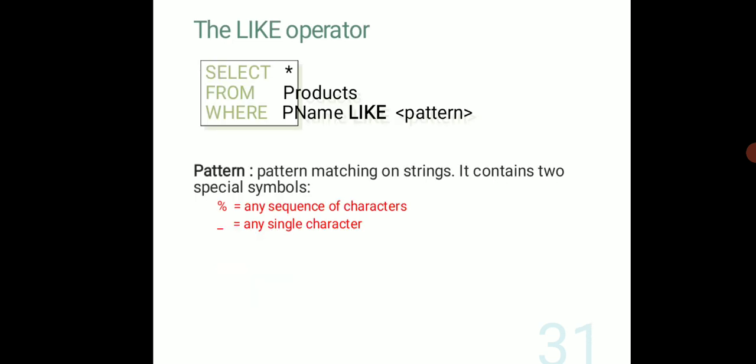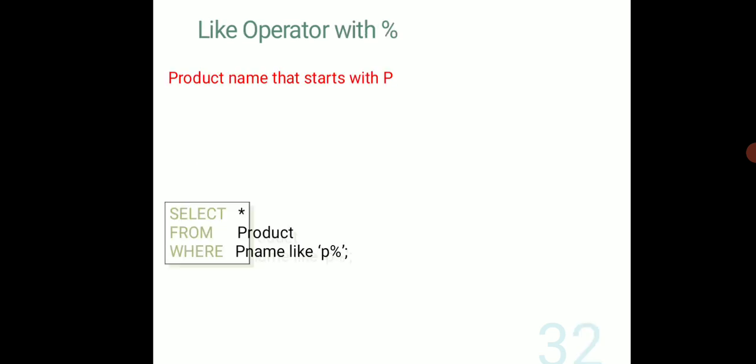So here the like operator is used: select star from product where product name like a pattern. Pattern matching on strings contains two special symbols, percentage and underscore. A percentage means it will accept any sequence of characters. Underscore means it will accept any single character. Like operator with percentage: product names that start with P. So all the products that start with P are displayed. Select star from product where product name like P percentage. Automatically the product names starting with P will be displayed.